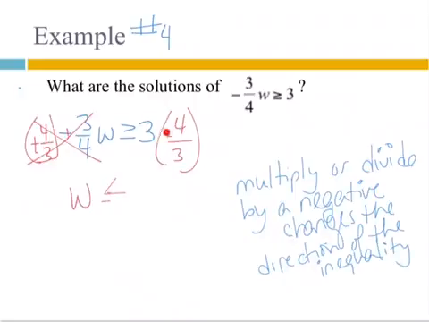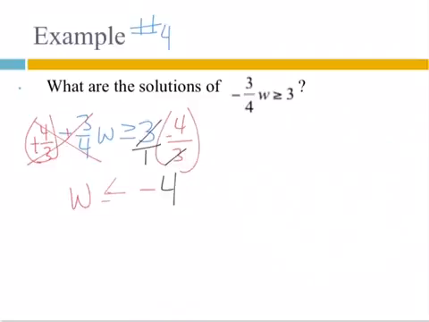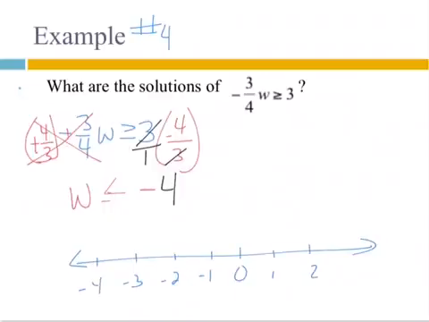I have a negative times a positive, so that'll be a negative 3/1. Do some canceling. I have negative 4. I still want you to graph this. Negative 0, negative 1, negative 2, negative 3, negative 4, 1, 2, etc.